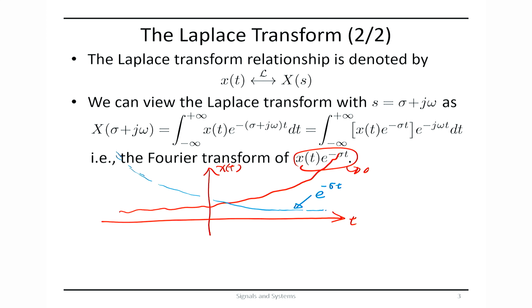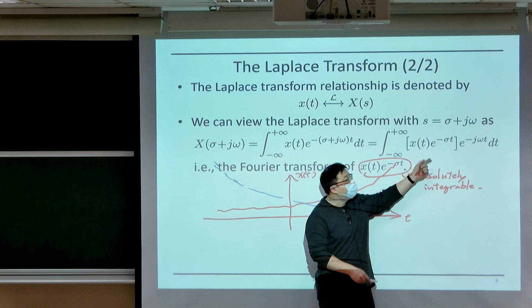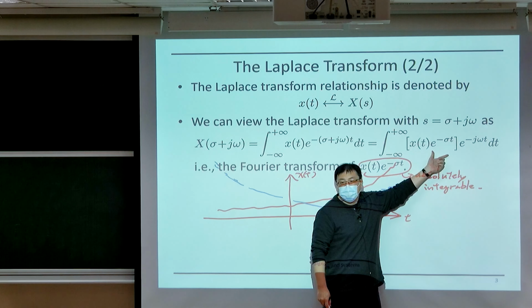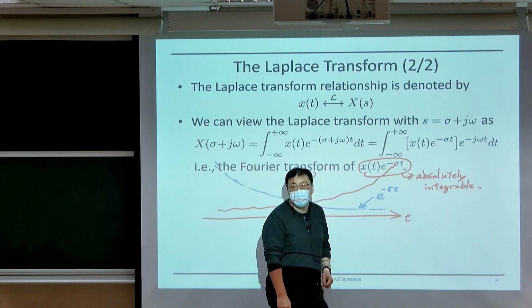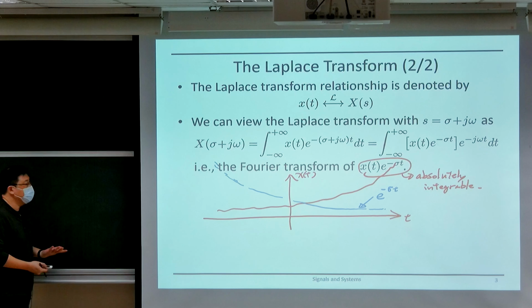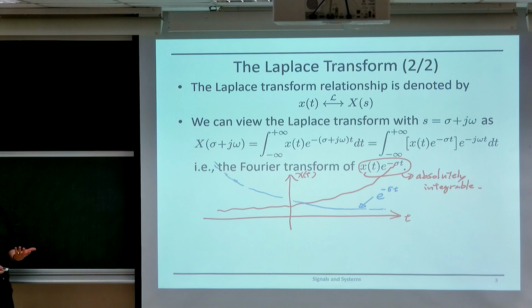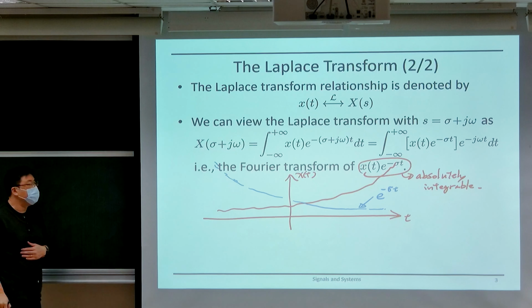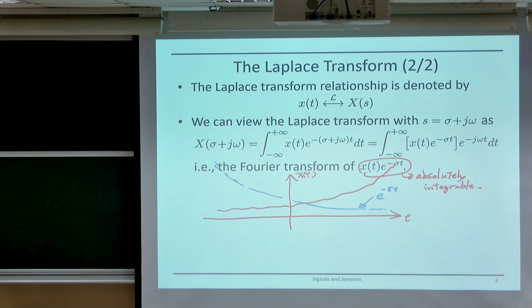So it's possible to make this absolutely integrable. Even in certain cases where x of t by itself is not absolutely integrable, if multiplying by this exponential makes it absolutely integrable, then we have the Laplace transform. So even though the Fourier transform does not exist, we can analyze it using the Laplace transform. This is the main advantage of the Laplace transform.